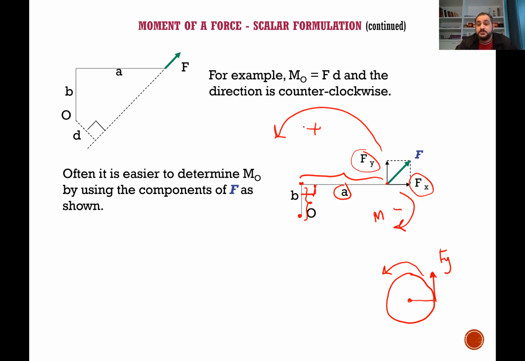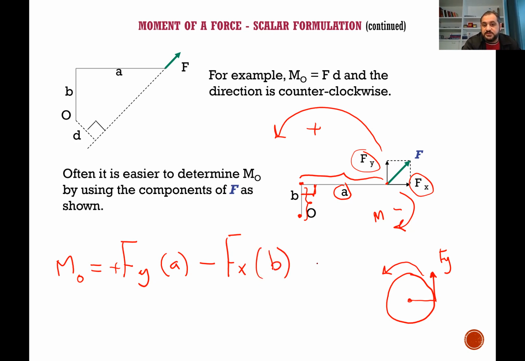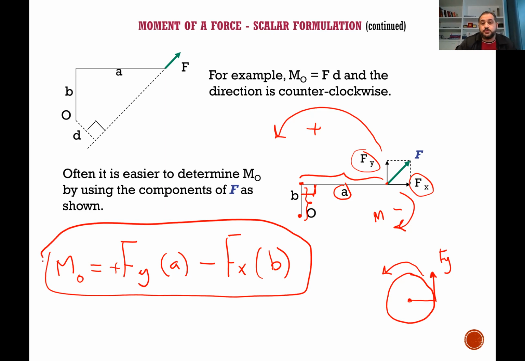Use the right hand rule to find out. Now, the moment about point O can be written here as Fy multiplied by A, minus, because this one is positive that's why I put it at the beginning, minus Fx multiplied by B. This gives us the moment about point O, and this is in 2D.